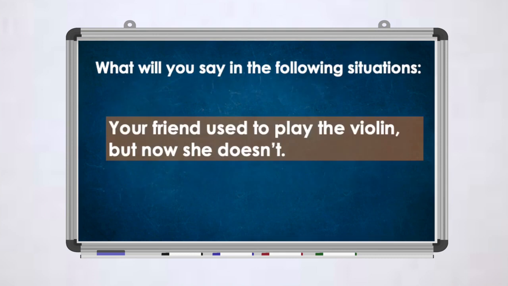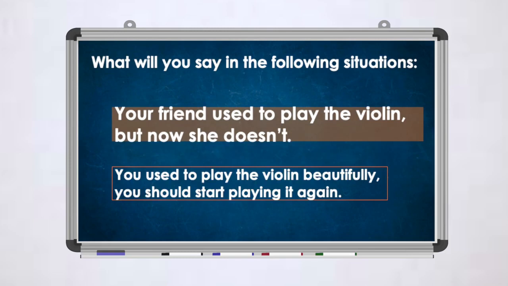Let's take a look at the first example. Your friend used to play the violin, but now she doesn't. Think about it. How are you going to answer it? Imagine yourself in this situation, talking to your friend to go back to playing the violin. What will you say? "You used to play the violin beautifully. You should start playing it again." See, it's a full sentence, and I imagined myself in this situation.